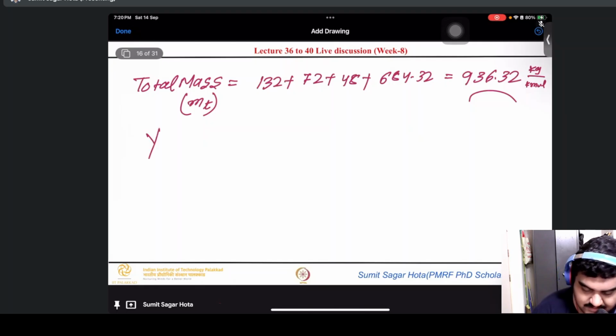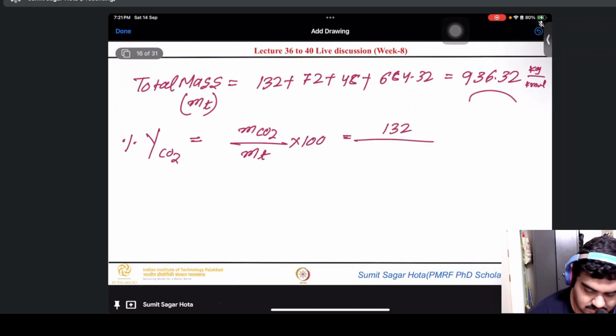So next we have to find out the product species mass fraction. Very simple. Take the individual mass divided by total mass into 100, and you can find out the percentage of mass. So the percentage of CO2, m of CO2 over m total into 100, is 132 divided by 936.32 into 100, which is 14.09%. That is your answer.